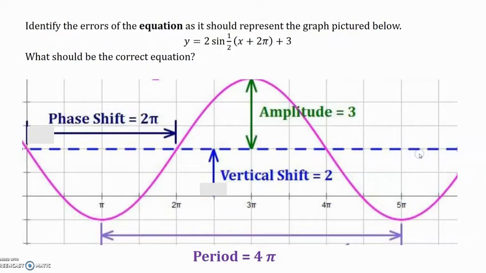Let's try a different example. Okay, identify the errors of the equation as it should represent the graph pictured below. So I'm saying the equation is y equals 2 times the sine of 1/2 x plus 2 pi plus 3. So based on the information that I give you, that the phase shift is 2 pi, the vertical shift is 2, the period is 4 pi, and the amplitude is 3, what's wrong with my equation? What did I mix up here?